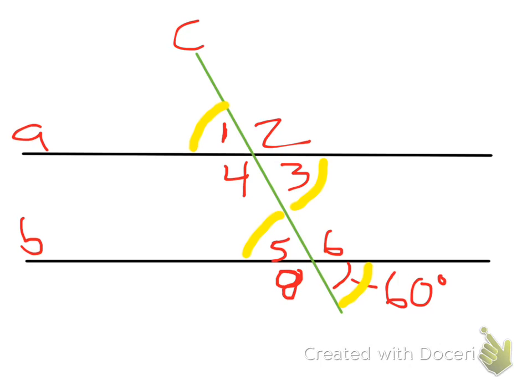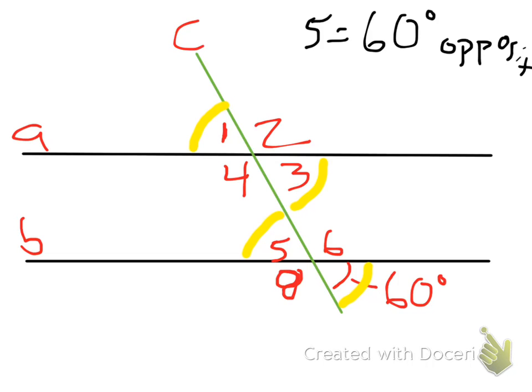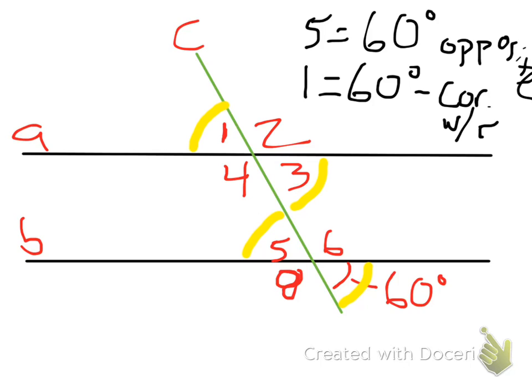I know that angle 5 is equal to 60 degrees, and I know that because it is an opposite angle. Oops, went forward a page. Okay, and didn't have enough room for my E there. I know that angle 1 is also equal to 60 degrees. And I know that because it corresponds, and I'm just going to write "corr," with angle 5.